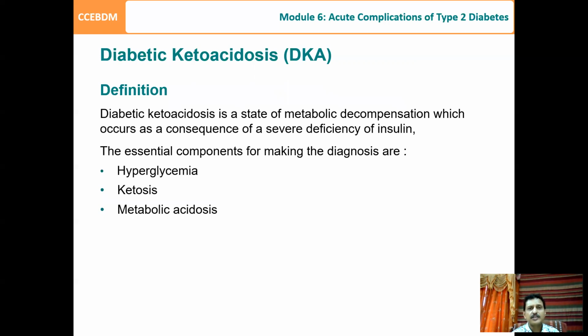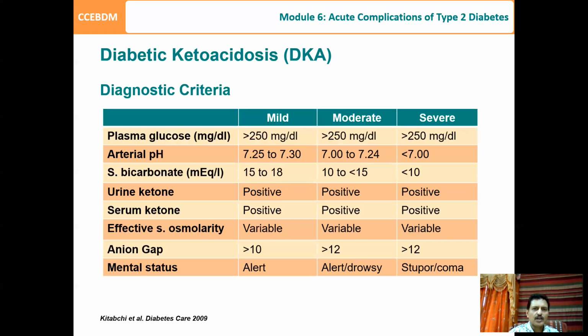The second point is diabetic ketoacidosis. So there must be ketosis. This is the second most important point by which we make the diagnosis. So presence of ketosis. You may check it in the urine or you may check it in the blood. And third is the presence of acidosis, metabolic acidosis. So we have to check the arterial blood gas and make a diagnosis of metabolic acidosis. So these 3 points must be fulfilled before we make a diagnosis of diabetic ketoacidosis.